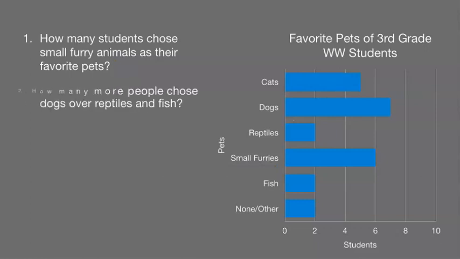Let's see. Next question. How many more people chose dogs over reptiles and fish? Ooh, this is one of those double questions again. So reptiles, I'm looking at reptiles here. And it goes to this first line, so that's 2. And fish goes to 2. So I've got 2 and 2. And dogs, what did dogs come to? So I find dogs, and I go out to the end. It's past the 6, but not quite to the 8, so that is 7.